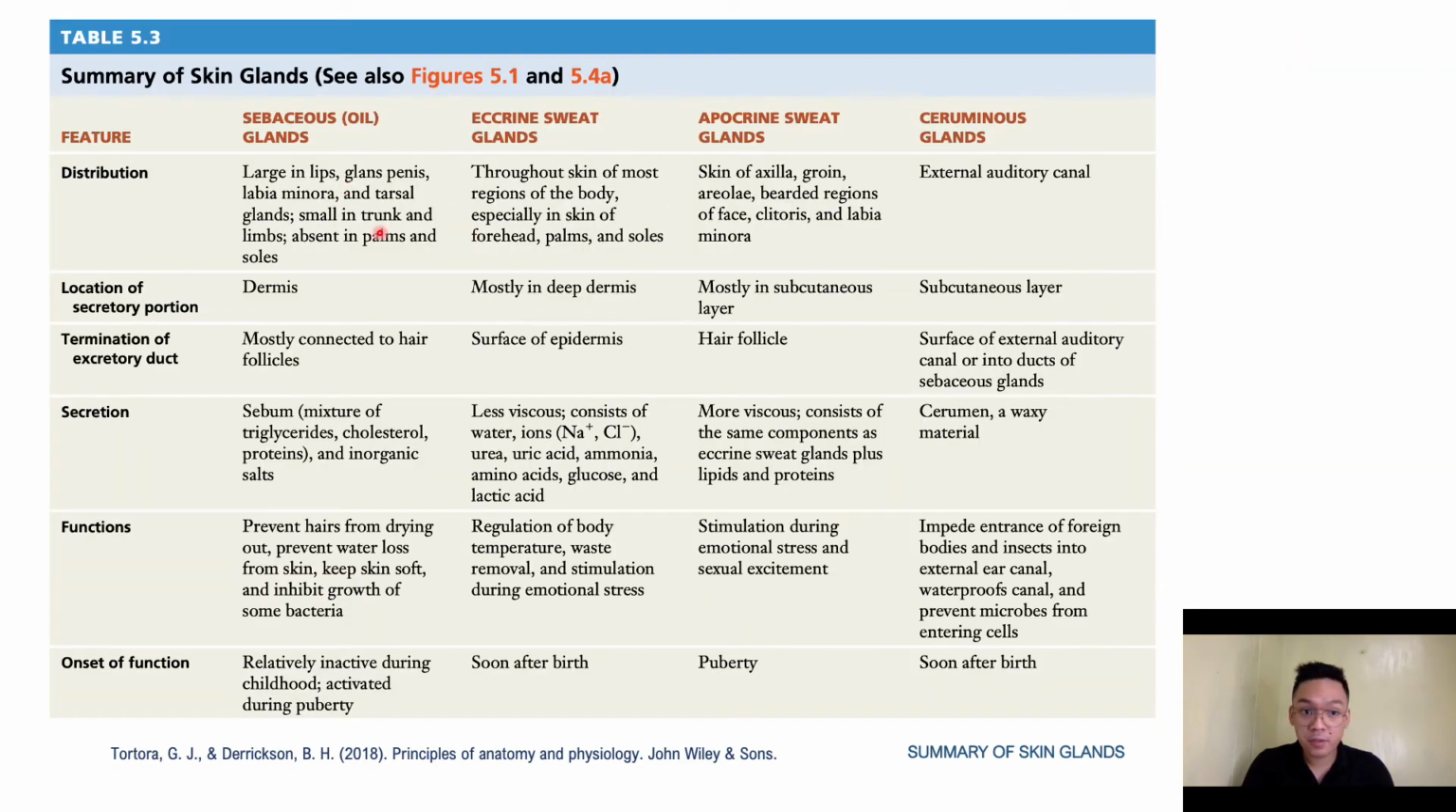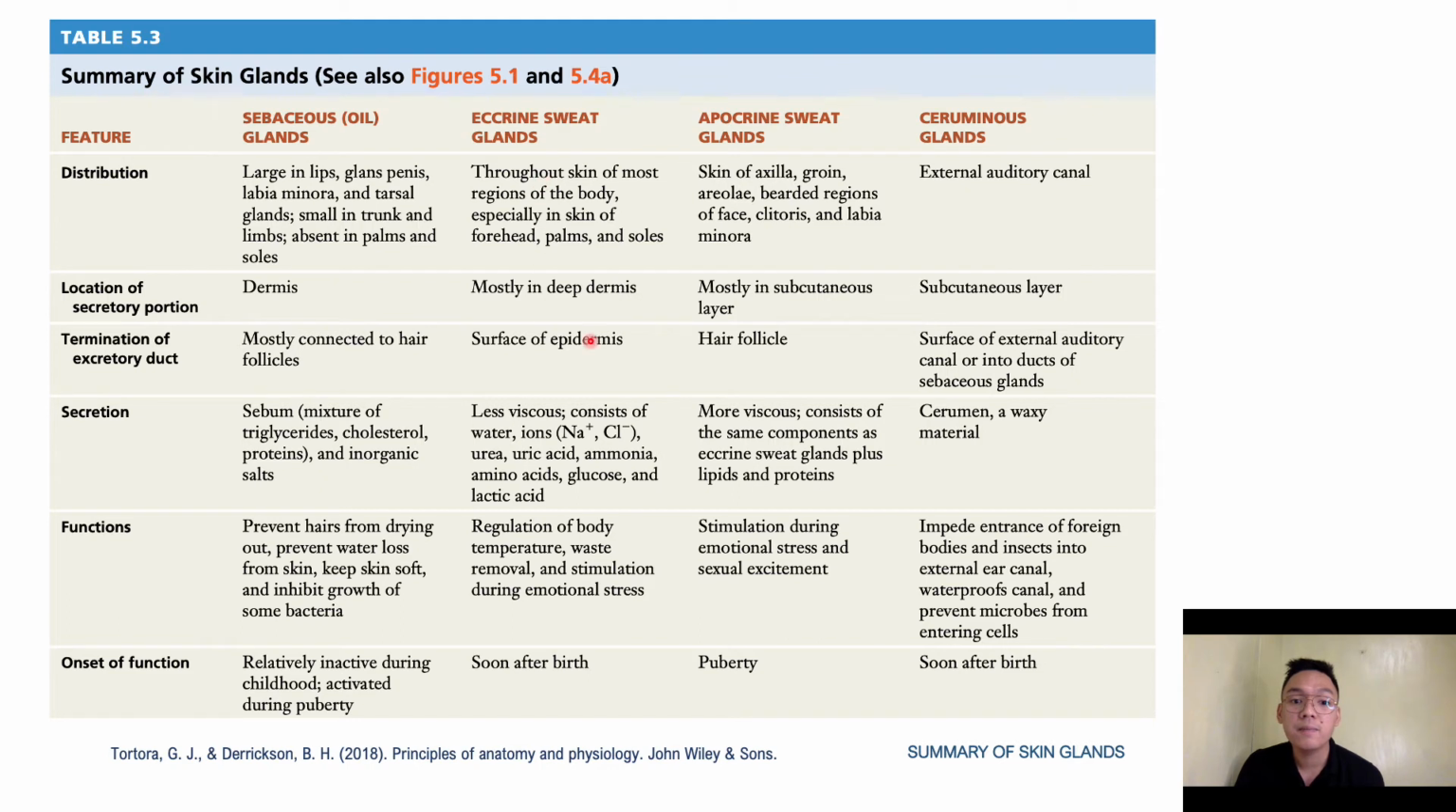Now, this is the summary of your glands: their distribution, location of secretory portion, termination of excretory duct, secretion, functions, and onset of function. All of these are in this summary. Again, sebaceous glands are in the dermis. They are connected to hair follicles. They secrete sebum. They prevent hair from drying out, prevent water loss from your skin, and make your skin soft. They are inactive during childhood and activated during puberty.